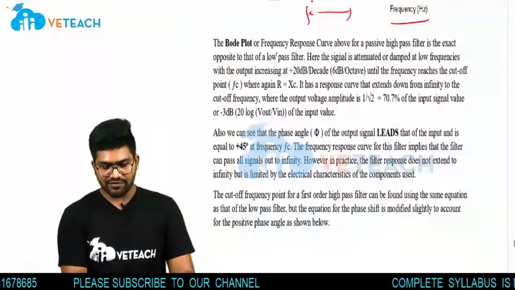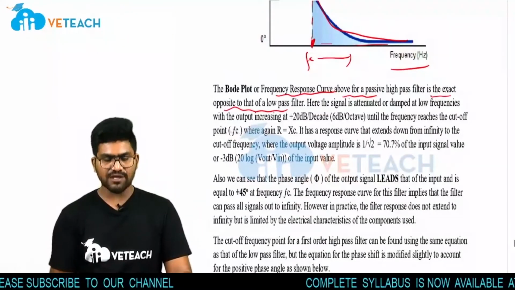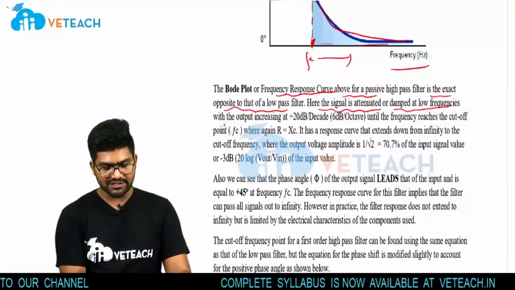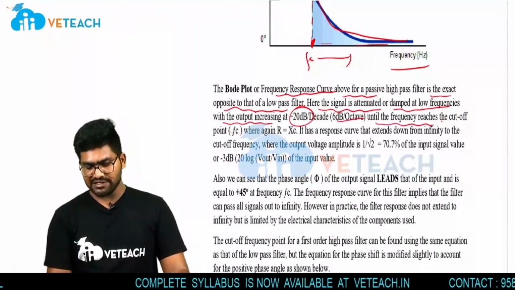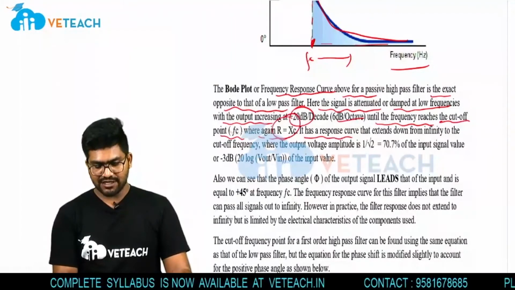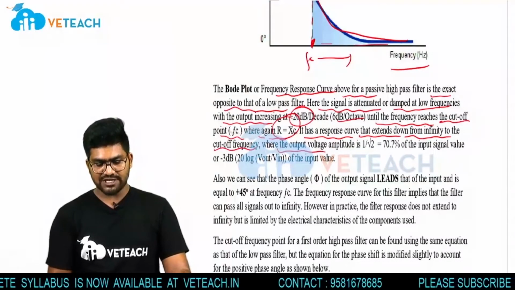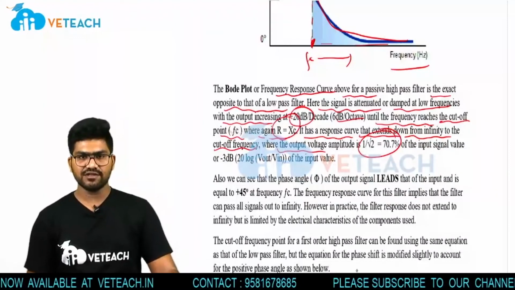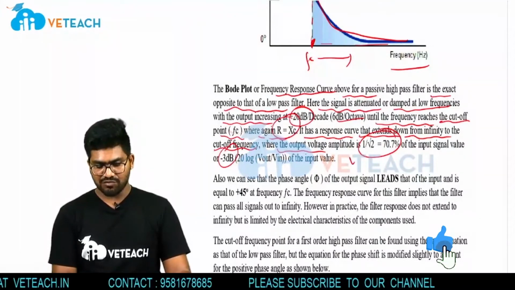The Bode plot or frequency response curve above for a passive high pass filter is the exact opposite to that of the low pass filter, as we discussed. Here the signal is attenuated or damped at low frequencies, with the output increasing at plus 20 dB per decade or 6 dB per octave until the frequency reaches the cutoff point Fc, where the gain becomes R equal to Xc. It has a response curve that extends up to infinity from the cutoff frequency, where the output voltage amplitude is 1 by root 2 times, which is 70% of the input voltage value, or minus 3 dB as the gain from output to input.